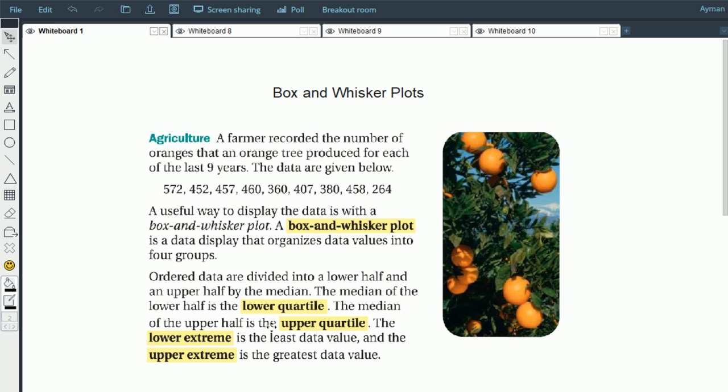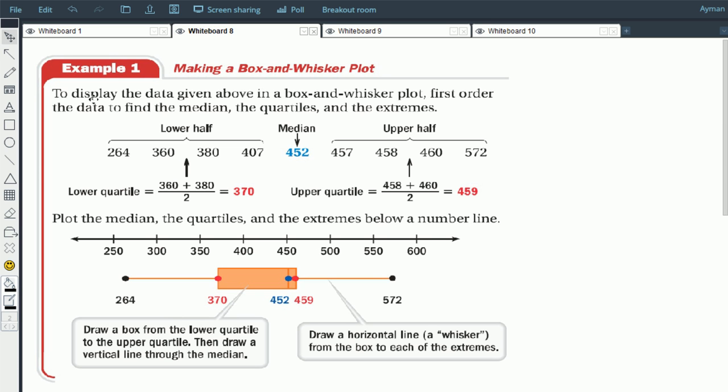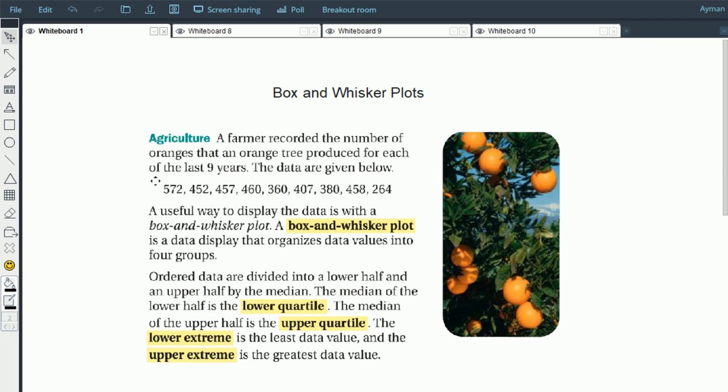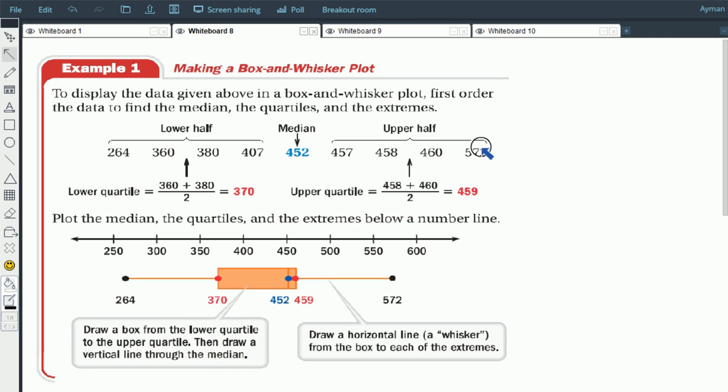We will represent the difference between the lower quartile, and the lower extreme and upper extreme. We will solve this question by box and whisker plots. First of all, we will arrange the values. How many years do we have? 9 years: 1, 2, 3, 4, 5, 6, 7, 8, 9. We will arrange the data ascendingly from the smallest to the greatest. The number in the middle will be the median.